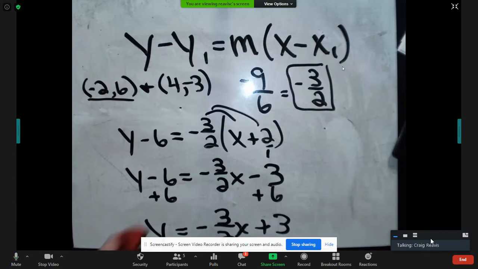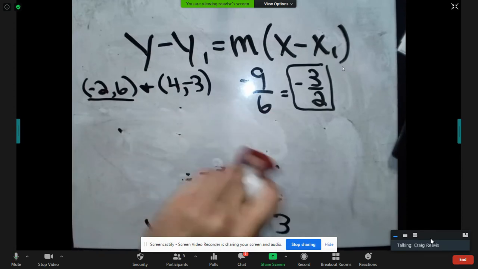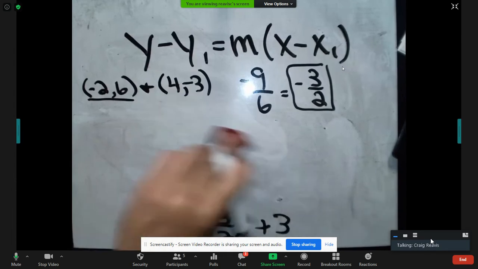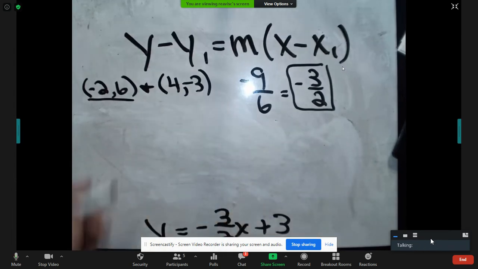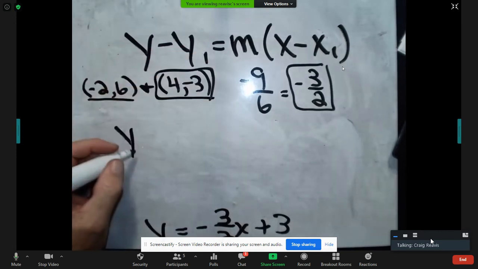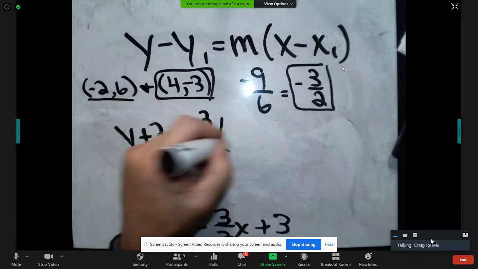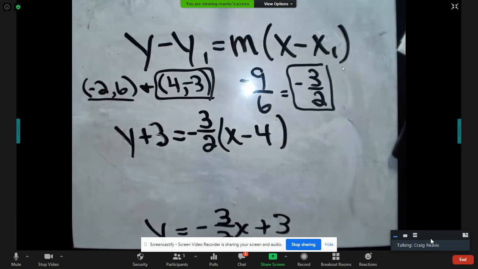Now, I'm going to erase all this. I'm going to leave that answer, and I'm going to use the other point just to show you it doesn't matter which point I use. Say I'm going to use this point this time. This would be y plus 3 equals negative 3 halves x minus 4. Now that point slope formula looks different. Various point slope formulas that look different can always be the same line. They can look different. Once we put it in slope intercept form, it has to look the same.